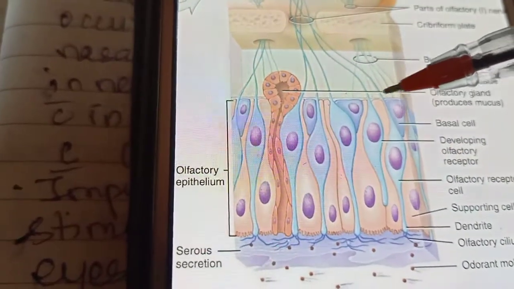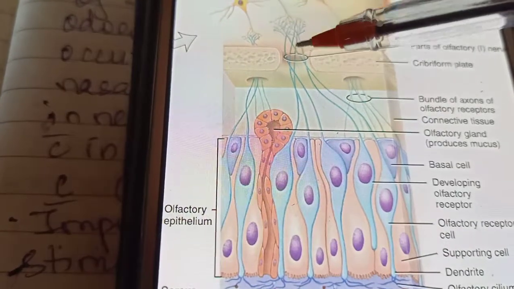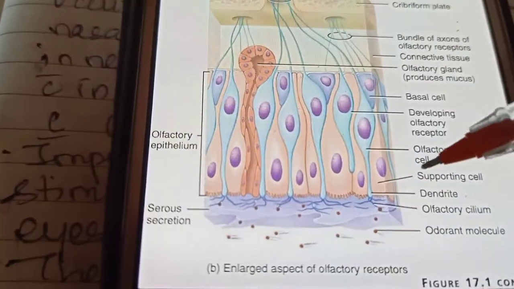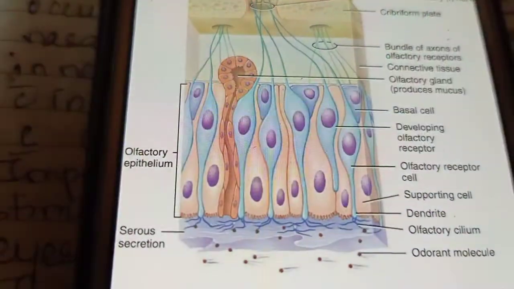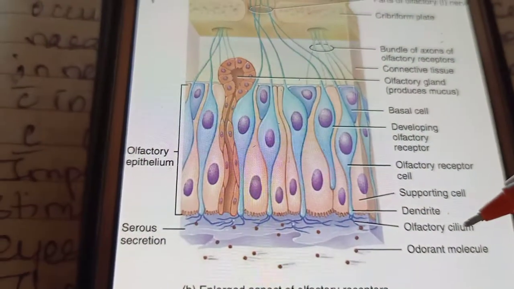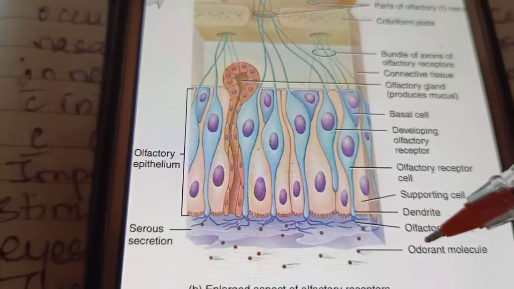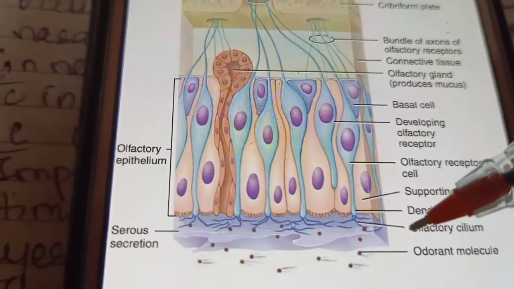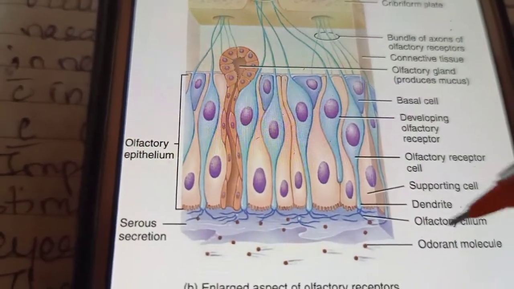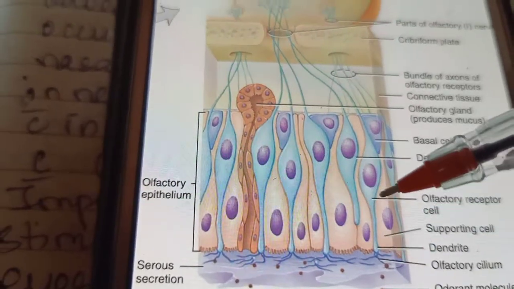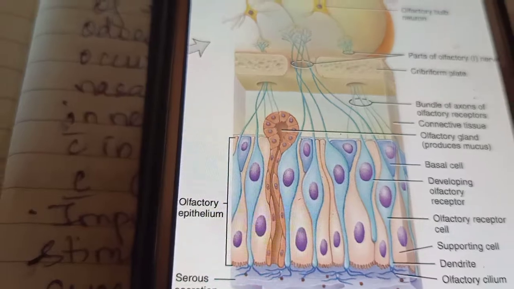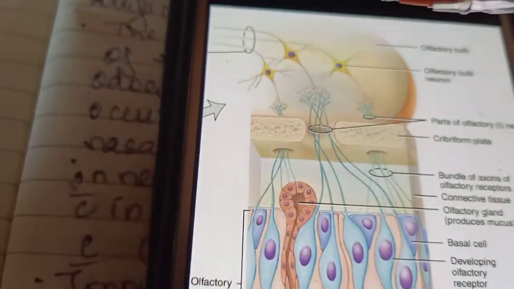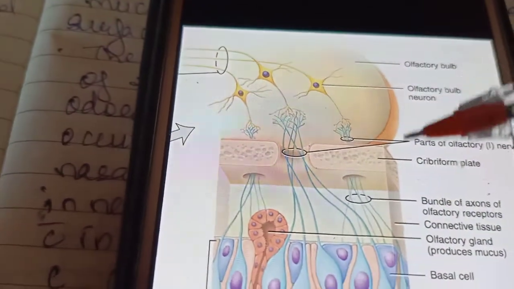The axons pierce the cribriform plate and reach the olfactory bulb. The dendrites are knob-like structures, and at the ends of the dendrites are the olfactory cilia. They are non-motile projections. In the olfactory cilia are olfactory receptors to which the odorant molecules bind, and this stimulates the olfactory receptor cells, and the stimulation proceeds further inside the olfactory bulb.